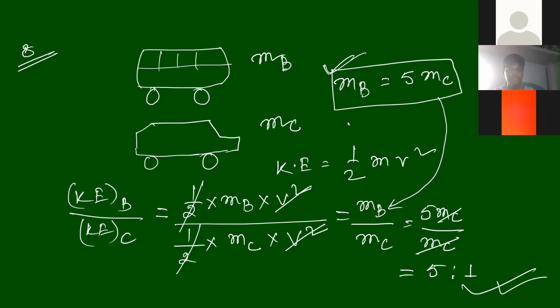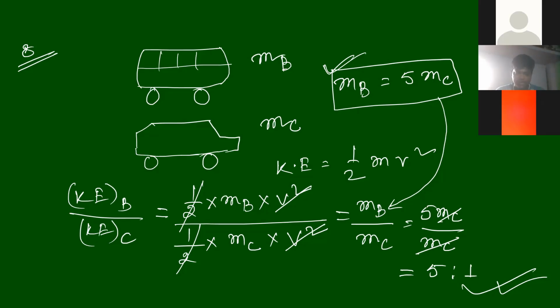Okay, after that, we are just moving to question number 9. Just wait. Now, in this case, we have to find out the ratio of the kinetic energy of the bus and the kinetic energy of the car. The formula is the same, half mv square.